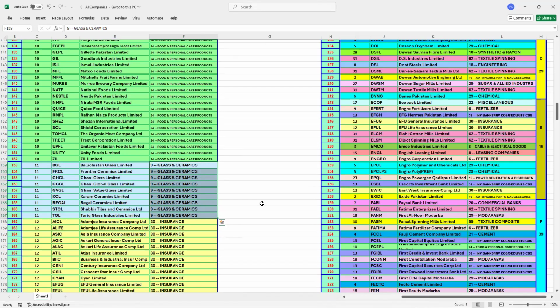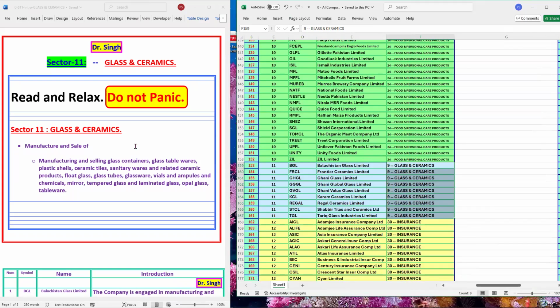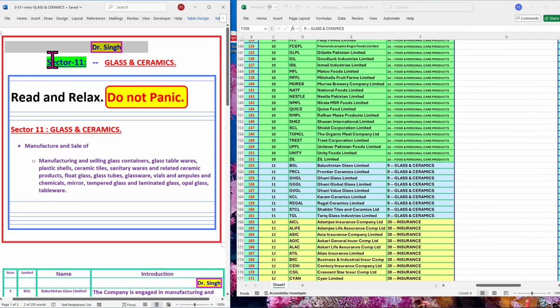Now, having said that, let's look at another Word document over here on the left side. Let's come here. First of all, my name is Dr. Singh over here, and this is sector 11, which deals with glass and ceramics. Sometimes I have to read this, and it's like repeating the same thing again. That's okay. The next part is over here to read and relax.